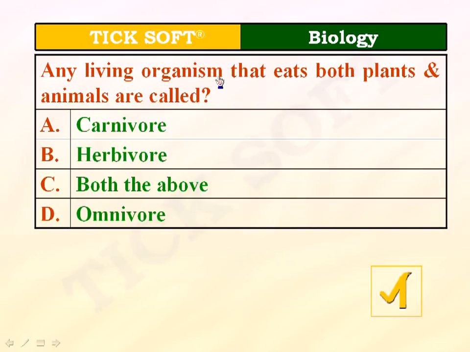Any living organism that eats both plants and animals is called: options carnivore, herbivore, both of the above, omnivore. First option, carnivore. A carnivore is an animal that gets food from killing and eating other animals. Carnivores generally eat herbivores but can eat omnivores and occasionally other carnivores.